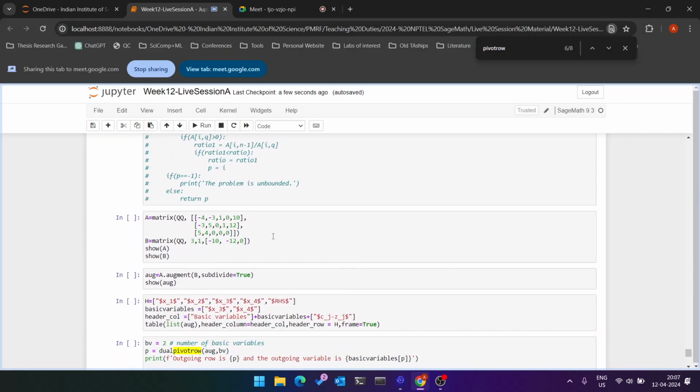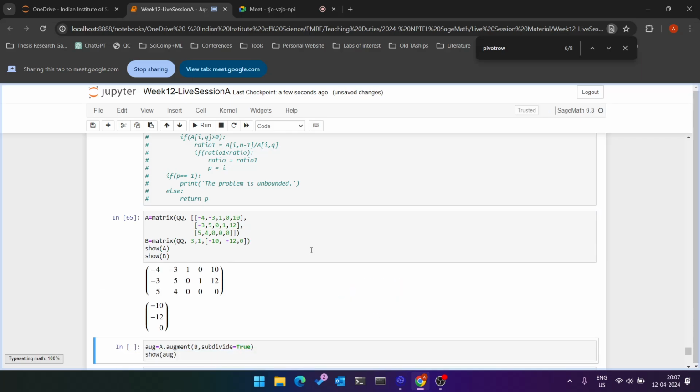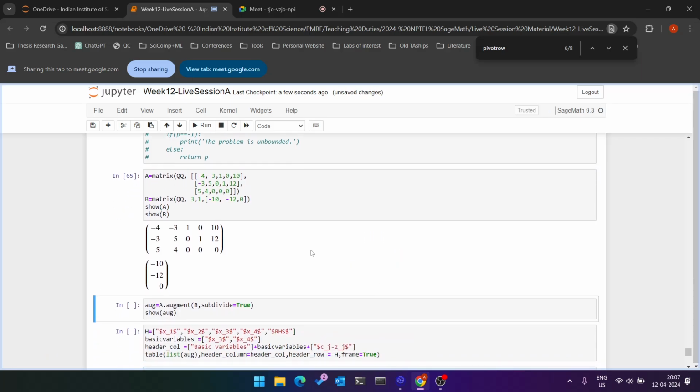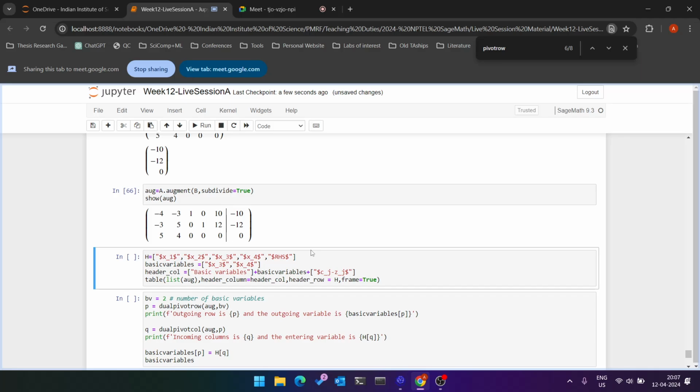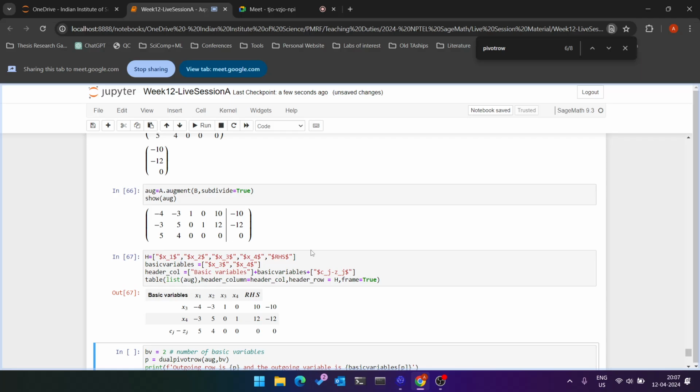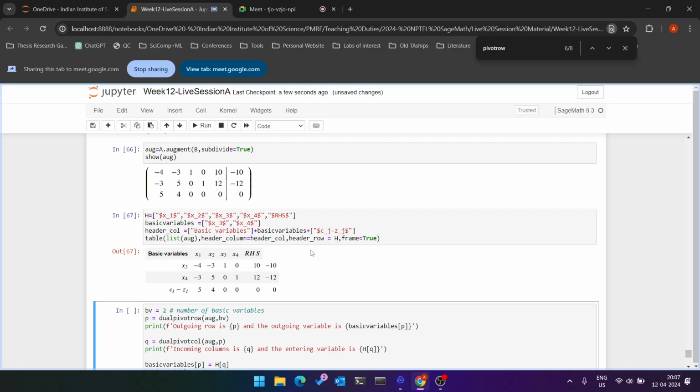We first define our A matrix, which is the coefficient of constraints, and my B matrix, the right hand side of the constraints. This is how it looks. Next, I create the augmented matrix A augmented B. Next, I showcase this whole thing in the form of a table with corresponding column headers. This is how it looks.